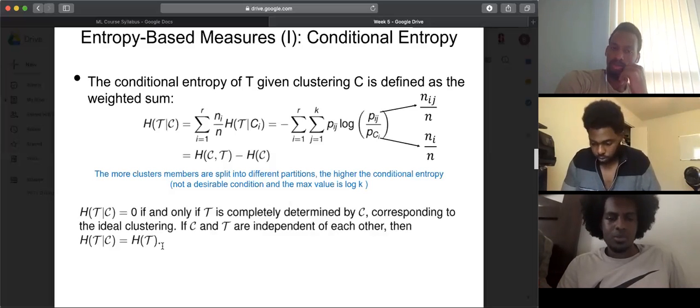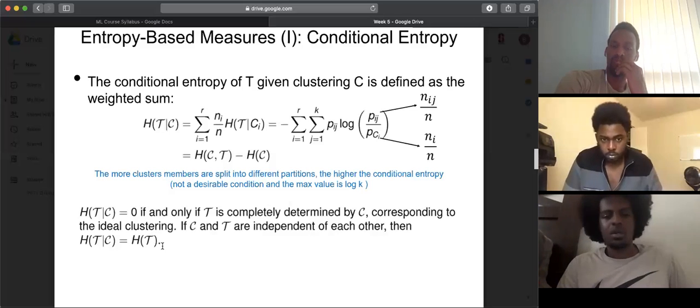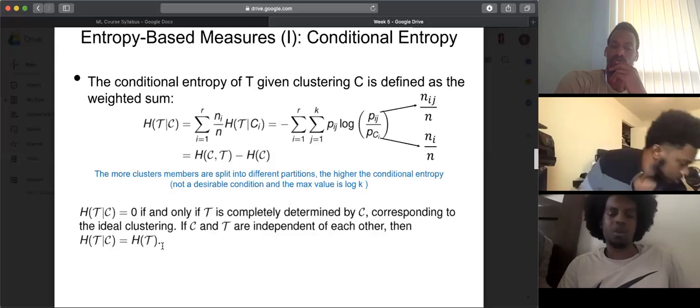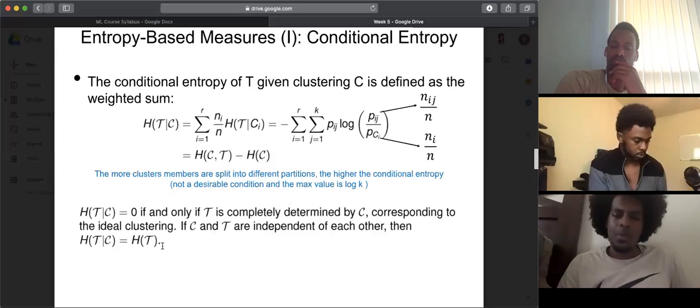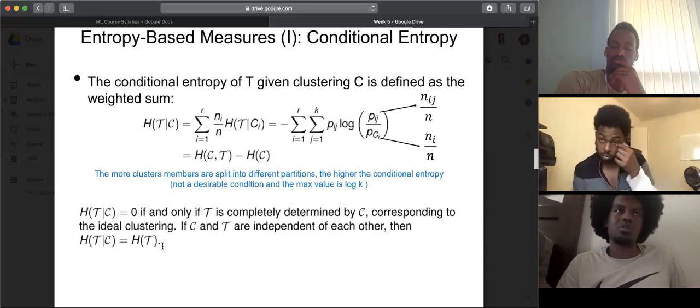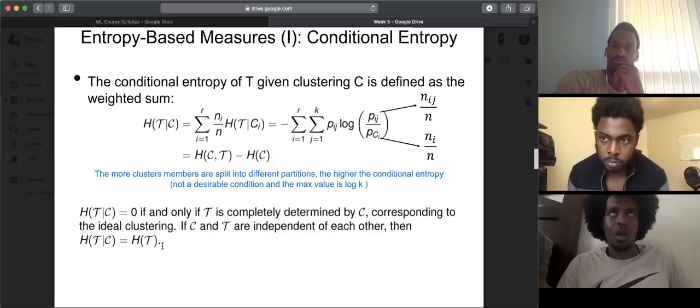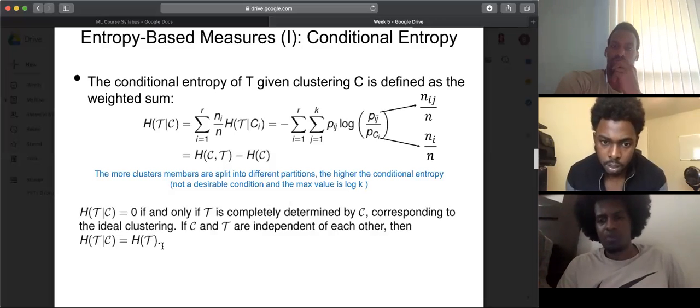This is pretty straightforward too. If the cluster and the ground truth partition are independent of each other, this is just saying that the entropy of C has no effect on the entropy of tau. If they're both independent, then the probability of tau will not be affected by the probability of C. So as a result, there's no way for the entropy of C to affect the entropy of tau.